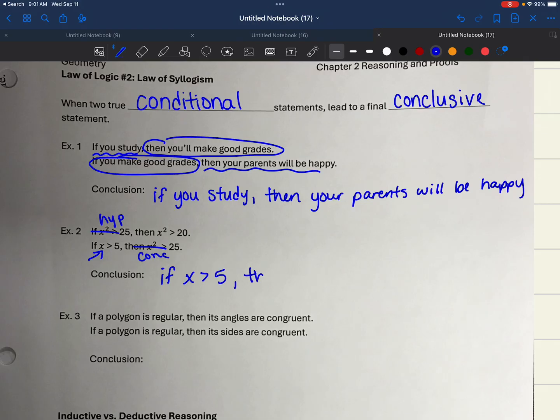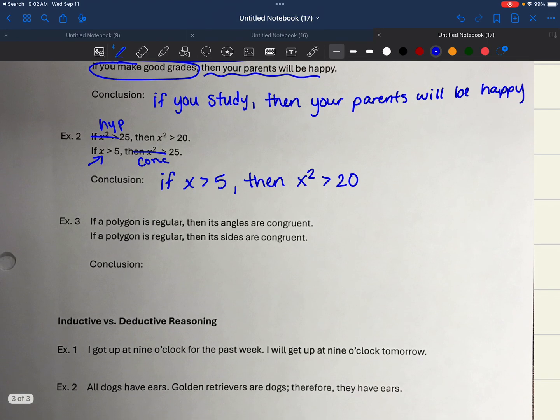So we can get rid of those, and then how could I write this? If x is greater than 5, then x squared is greater. Good. If x is greater than 5, then x squared must be greater than 20. Right? And this should make sense to us because choose a number greater than 5. 6, what's 6 squared? 36. Anything I choose over that's going to keep giving me bigger numbers, which are going to be greater than 20. Okay? All right. Anybody want to try number 3?